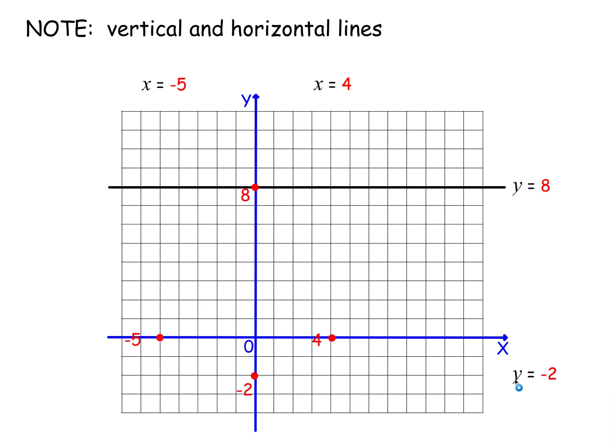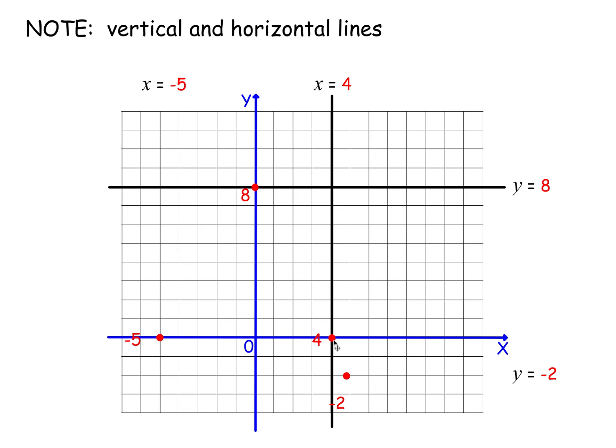Here, y is to be negative 2. So 0, negative 2, 1, negative 2, 2, negative 2, and so on. Everywhere on this line, the y coordinate's negative 2. Horizontal line. So a horizontal line, y equals a constant, y equals a number. So that's the exceptions to y equals mx plus c. If you've got a vertical line, it's x equals a number. If you've got a horizontal line, it's y equals a number.